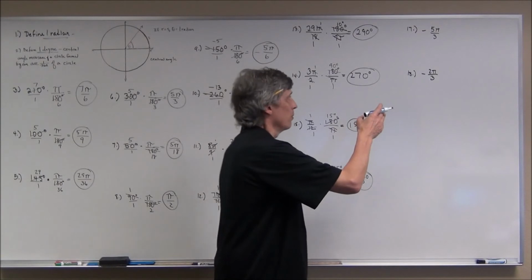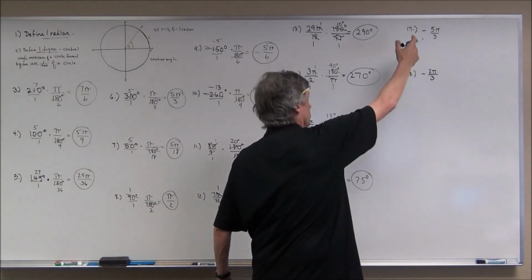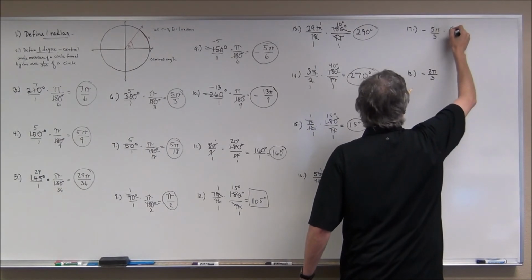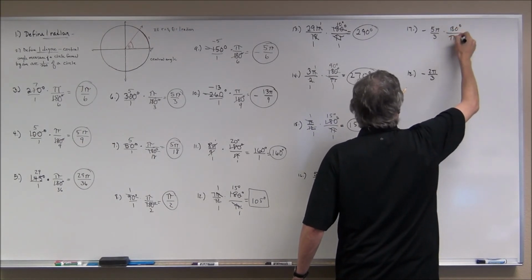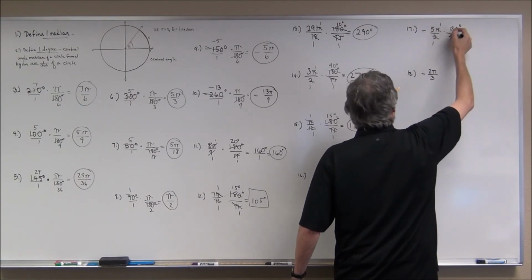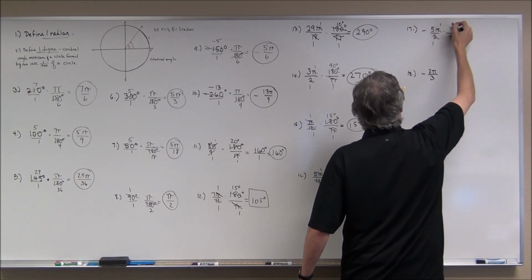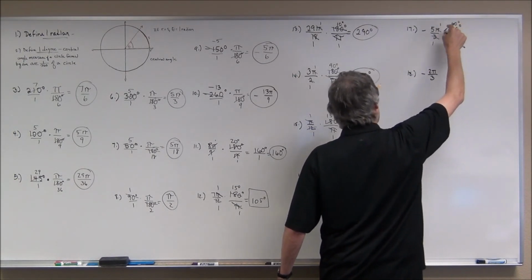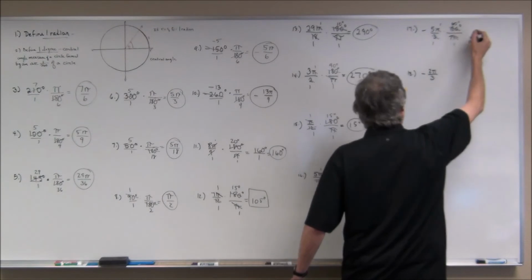All right, now these are going to both have negative answers because the original angles are negative radians here. So I multiply by 180 degrees over pi. The pi's cancel. And 3 goes into 3 once. 3 goes into 180 degrees, 60 degrees. So I have negative 5 times 1 times 60. That's negative 300 degrees all over 1.